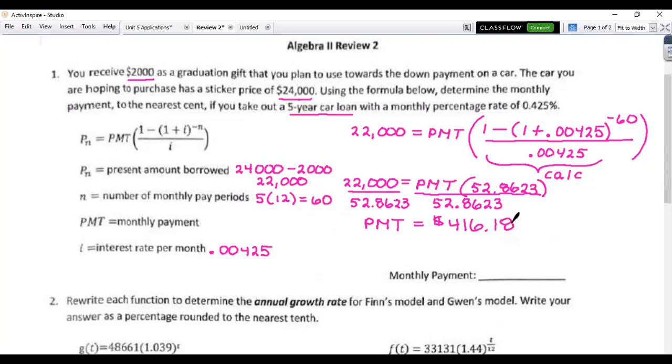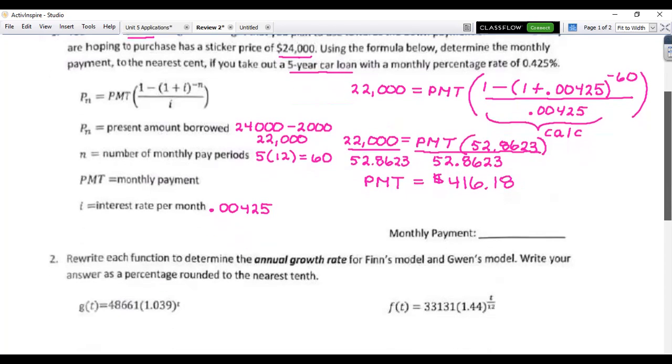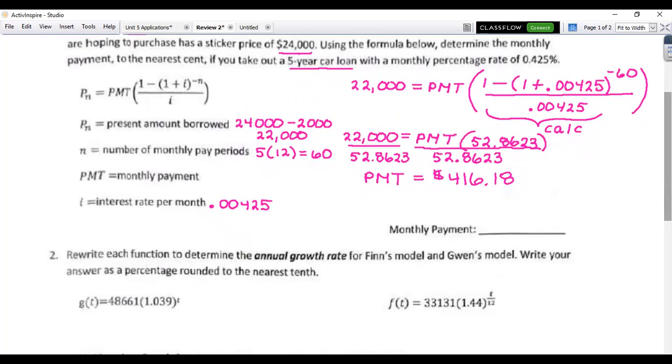$416.18. Yeah, and that's a reasonable payment as well. You know, it's in a vicinity that it's possible. You want to make sure when you do questions like this that they are reasonable. You can't tell us that you have a negative car payment, and unless you're really, really wealthy, this is not going to be like $20,000 a month, okay? So $416 and then $18.